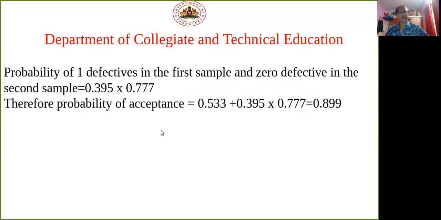So here I have completed session 8, and session 8 completes unit 6 of the subject called statistical quality control. Thank you very much.